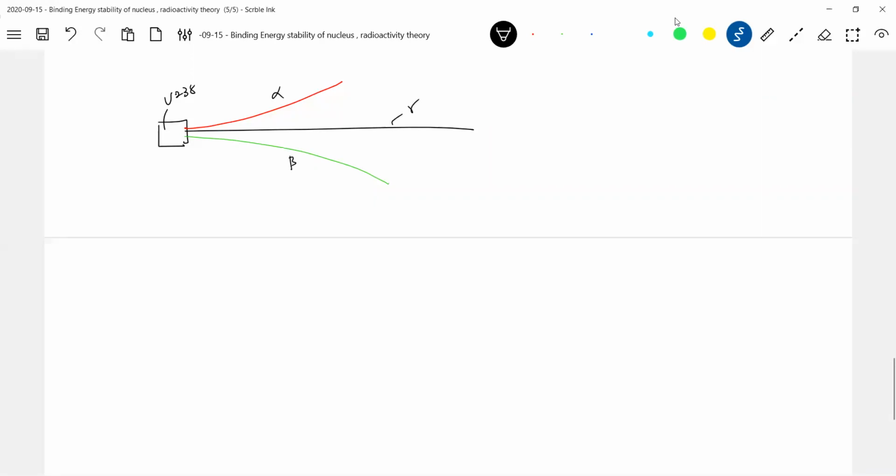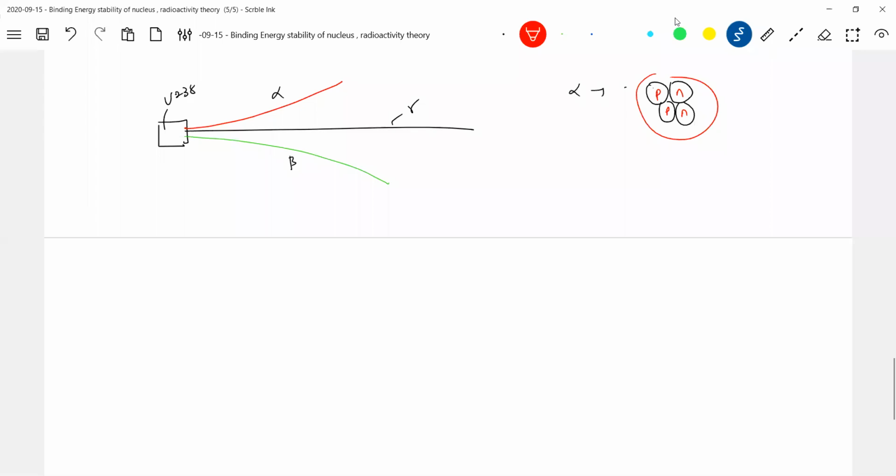So what is the alpha particle? An alpha particle consists of 2 protons and 2 neutrons. Simultaneously, it's not like they combine outside. From inside the nucleus only, this alpha particle will emerge out.